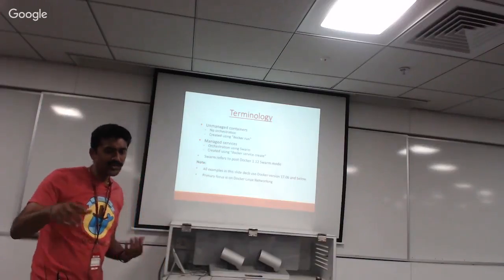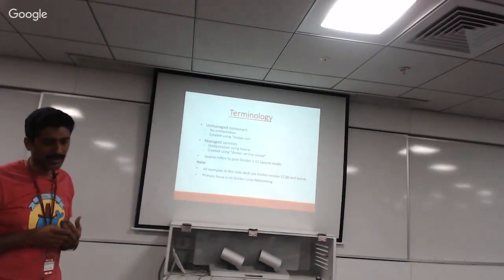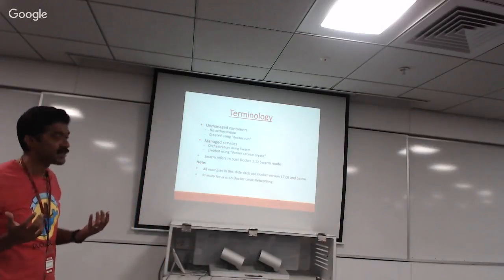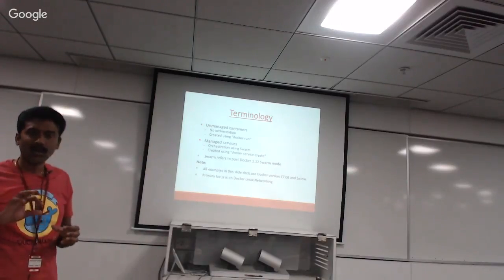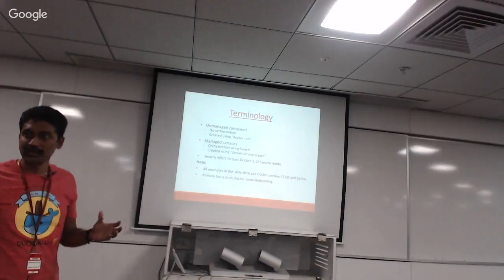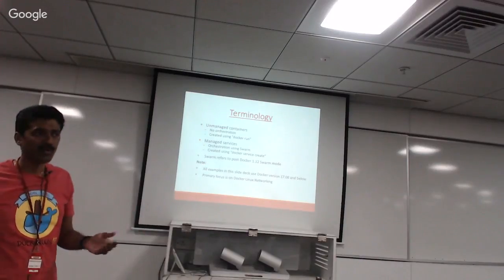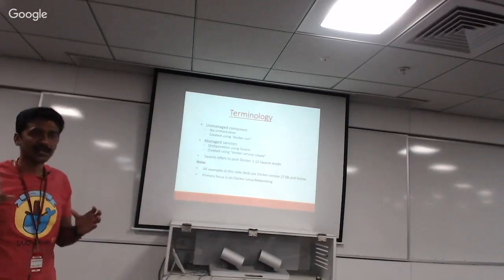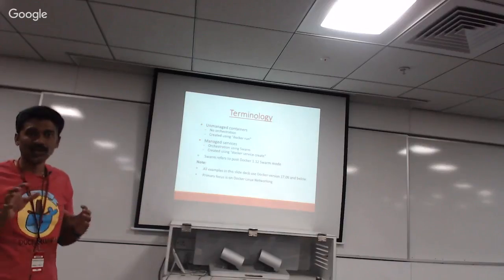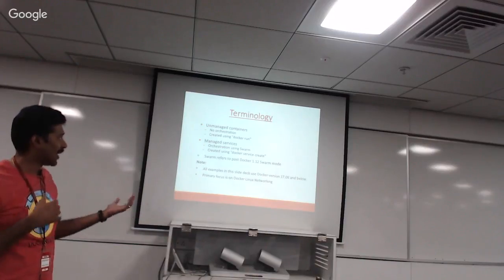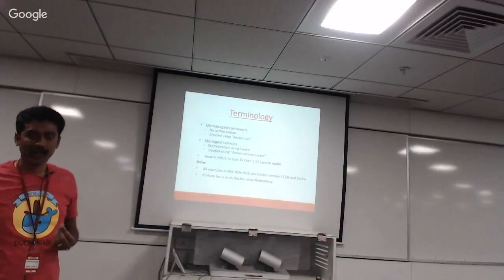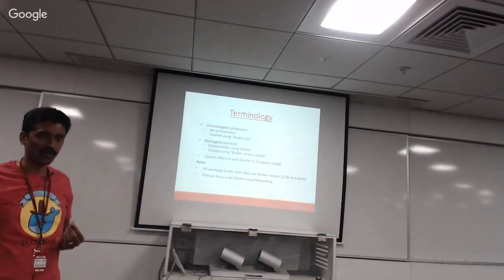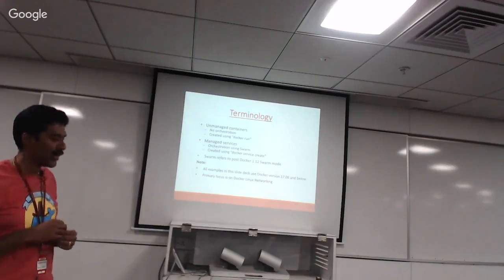Some of the terminology I will use in the slide deck: unmanaged containers. What I mean by unmanaged containers are containers you run with docker run. I call them unmanaged containers because there is no orchestration to manage them. You start the container, you manage it. Managed services are something that you create with docker service create, which is managed by Swarm. So that's what I mean by managed services.